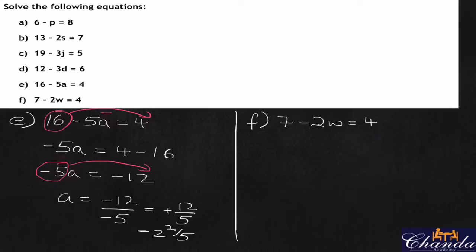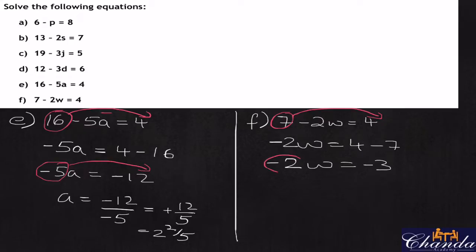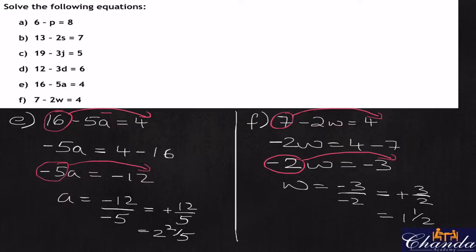Then moving into part F, we have 7 minus 2w is equal to 4. So taking the 7 over to the other side, we get negative 2w, which is equal to 4 minus 7. Now, 4 minus 7 gives us negative 3 on the right-hand side. Then taking negative 2 over to the other side, we get w is equal to negative 3 divided by negative 2. A negative and a negative gives us a positive, 3 over 2, which then translates to 1 1/2. There we have it. So w is equal to 1 1/2, and then a is equal to 2 2/5.